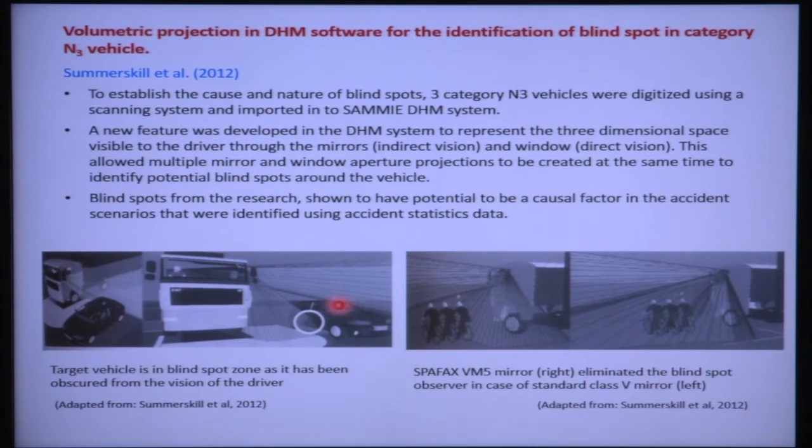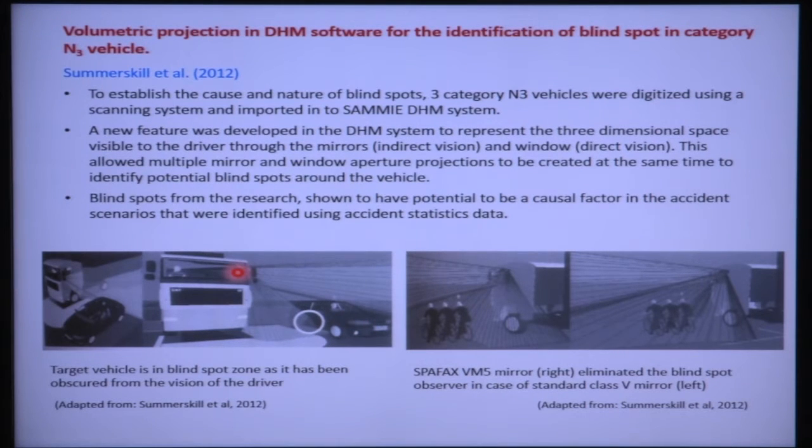It was observed that in this particular image, this vehicle which is passing beside this truck is actually coming into the blind spot zone, meaning it is not visible to the driver. This volumetric zone is for one mirror and this is the volumetric zone for another mirror, but none of the volumetric zones of the mirrors is covering this vehicle.